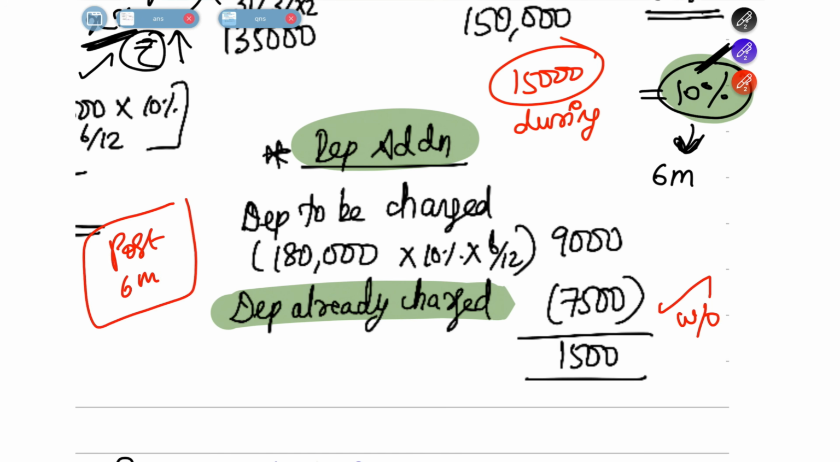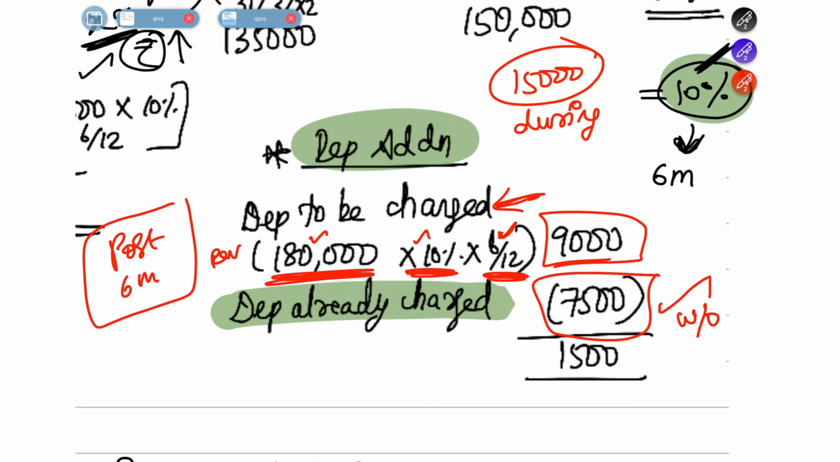Okay, what was the depreciation that has to be charged? Actually the depreciation to be charged was 1,80,000 multiplied by 10% multiplied by 6 by 12. So 1,80,000 is the revalued figure and 10% is the depreciation rate, but only for 6 months, because the revaluation happened in the middle of the year. So the depreciation that should actually be charged was 9,000, but what you had charged was only 7,500. So excess or additional depreciation of 1,500 has to be charged.